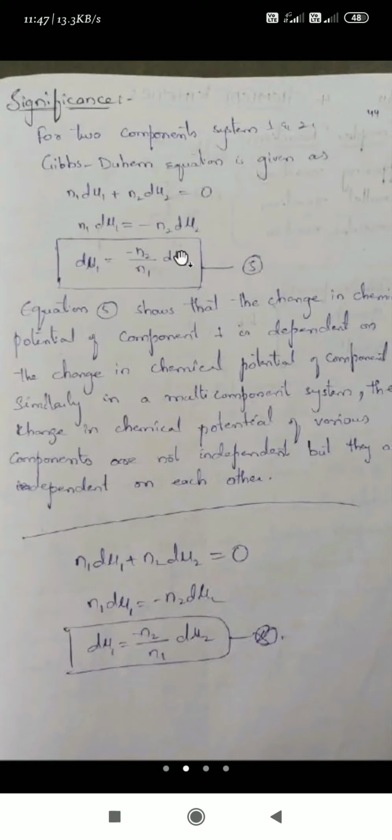They are not independent, but they are dependent on one another. Similarly, when I move to a system containing more than two components, that is a multi-component system, the chemical potentials of various components are not independent, but dependent on one another. That is the significance of the Gibbs-Duhem equation.